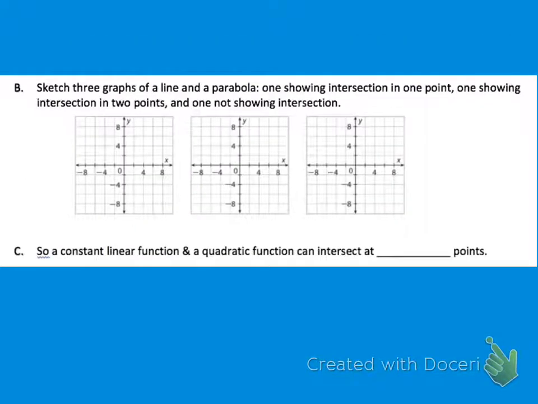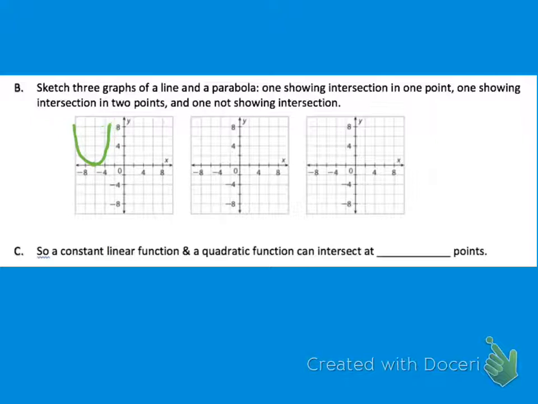Now we could have other scenarios that could occur, so we're going to graph 3 other graphs of a line and a parabola, one showing an intersection in 1 point, one in 2 points, and one not showing any intersections. So the first one, in 1 point. Let's say we had a parabola whose vertex was right here, and it looked like this. And so we could have a line, say maybe the line's going right directly through the x-axis.